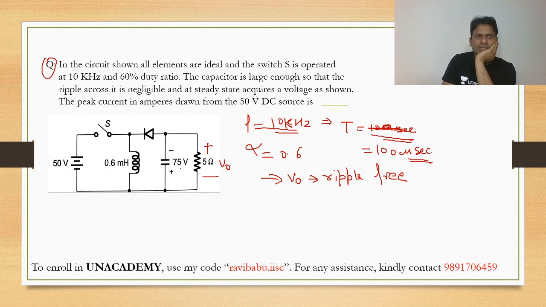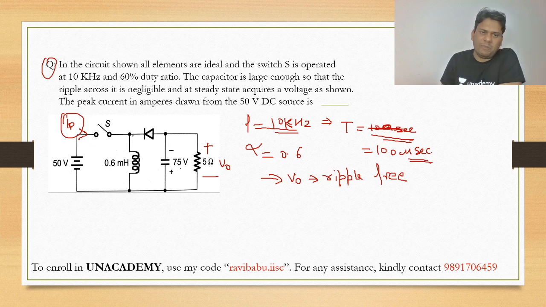Now, in steady state it acquires a voltage as shown in figure. Voltage is not given. The peak current in ampere drawn from the 50 volt source. Here, the peak current we have to calculate. So, I peak. Now, let us see, this is the figure in which we have to calculate this I peak.